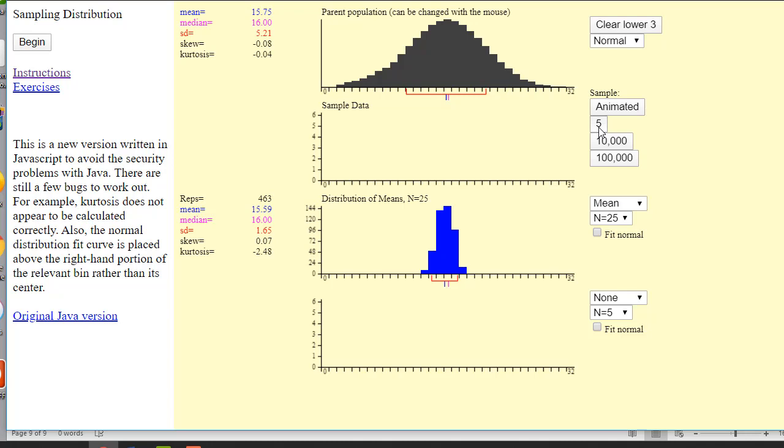And the more and more samples that I take, the more normal the distribution becomes. I'm going to stop right here. I have 558 samples that I have taken. So out of my 558 samples of size 25, the mean of the distribution of sample means is 15.62. And the mean of my normal distribution of my population was 15.75. So we can see that these are pretty close. So the mean of all of the sample means is almost equal to the mean of the population.